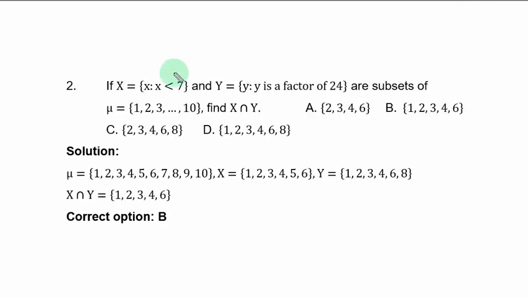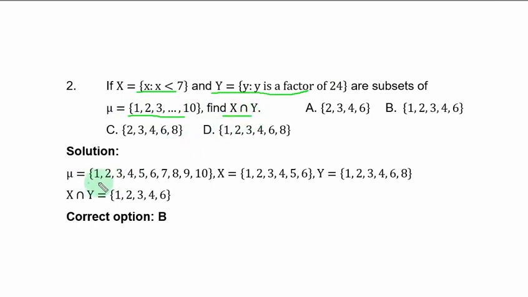Question 2. If S is equal to the set S such that S is less than 7, and Y is a set equal to Y such that Y is a factor of 24. These two sets are subsets of the universal set with elements from 1 to 10. Find S intersection Y. Solution.